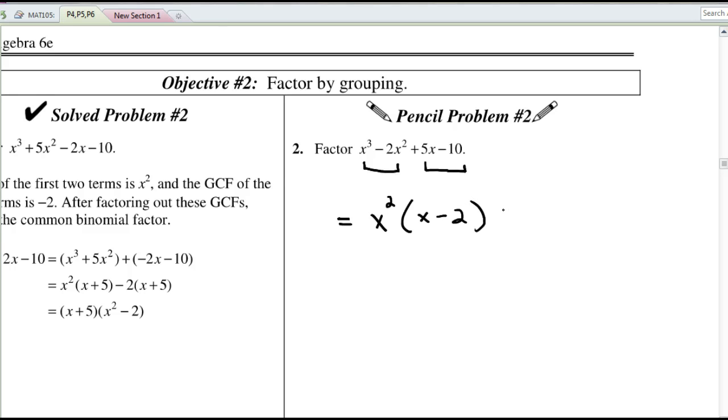Next one, greatest common factor, 5. And check it out, x minus 2, he's back. So then what we can do is we can write x minus 2 on the right, and on the left we've got the x squared plus 5.